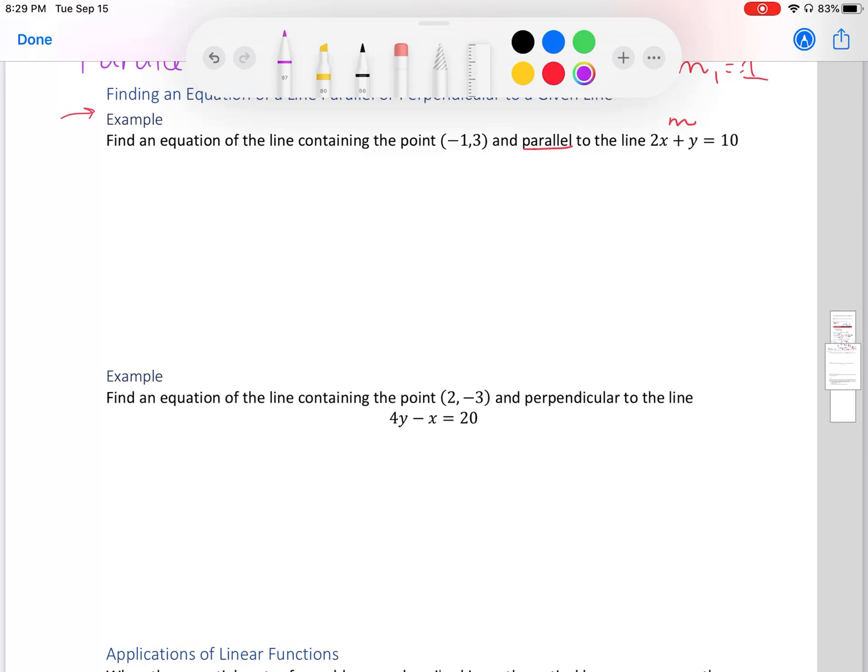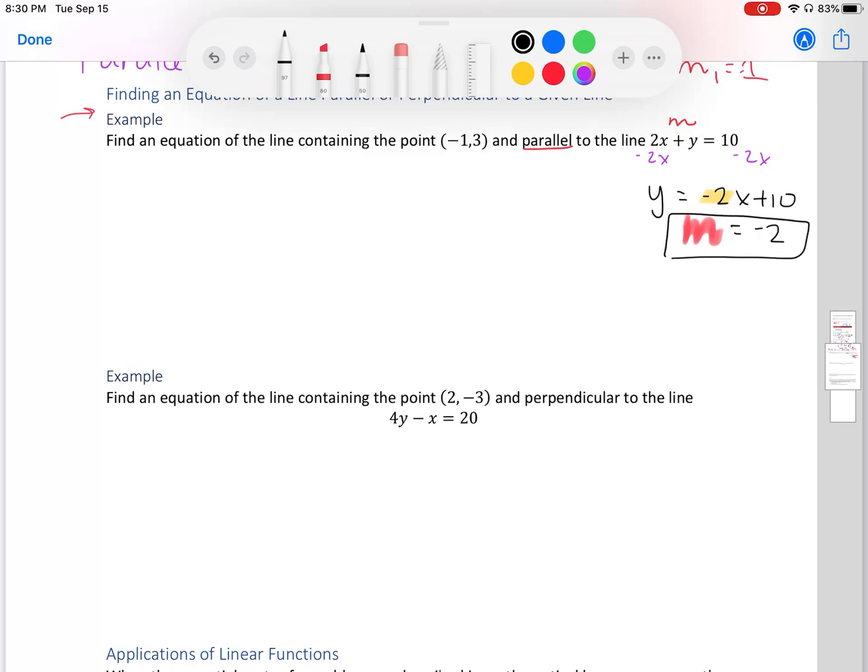So to begin, let's get y by itself. So minus 2x, minus 2x. So we're left with y is equal to negative 2x plus 10. All right, we're in not point slope. We're in slope-intercept form so that I can easily steal my slope. And what is our slope? Our slope is equal to negative 2.